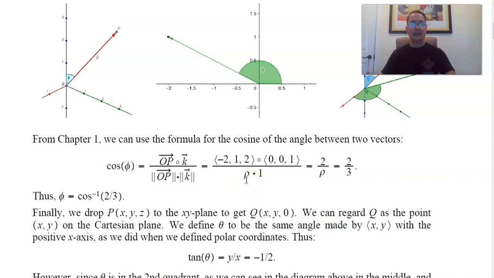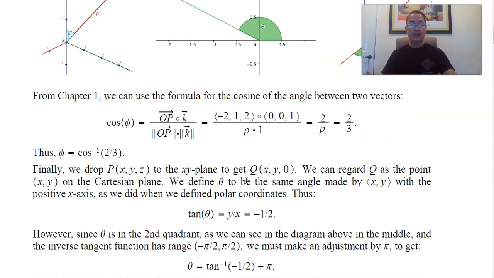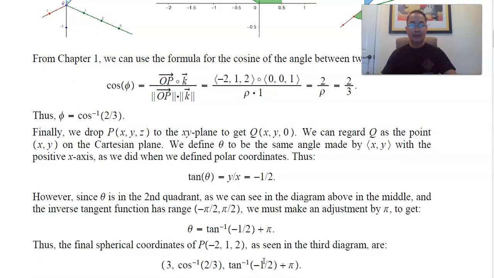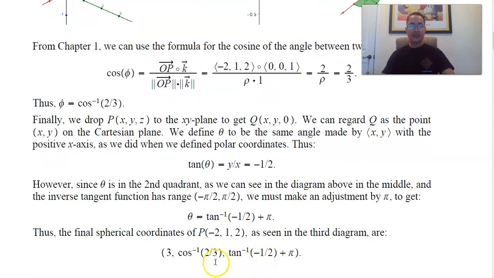Inverse tangent, though, takes us to the first or the fourth quadrant. So if we were just to use inverse tangent, we have to make a slight adjustment. We have to add pi to it so that it takes us to the second quadrant, as it should. So here are the full spherical coordinates of our point P. Our rho is 3. Our phi is inverse cosine 2/3, what we got here. Our theta is inverse tangent -1/2 plus pi.